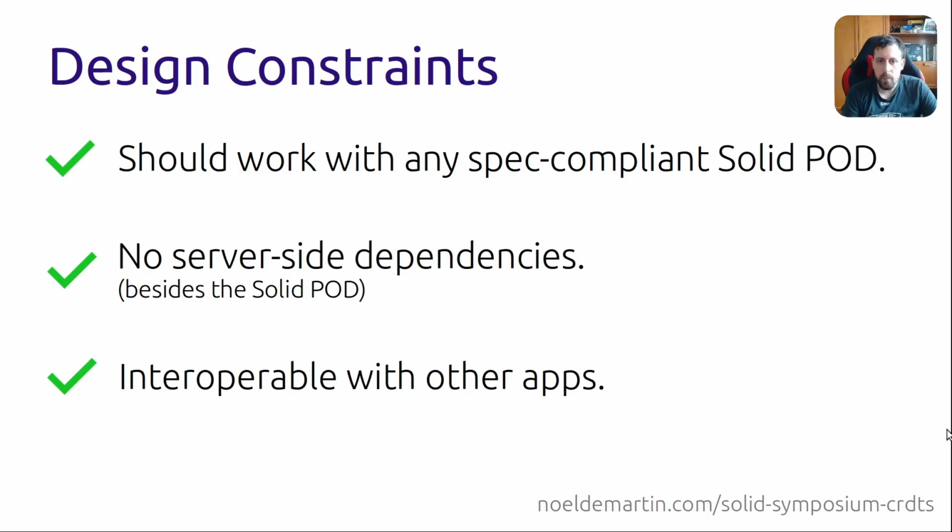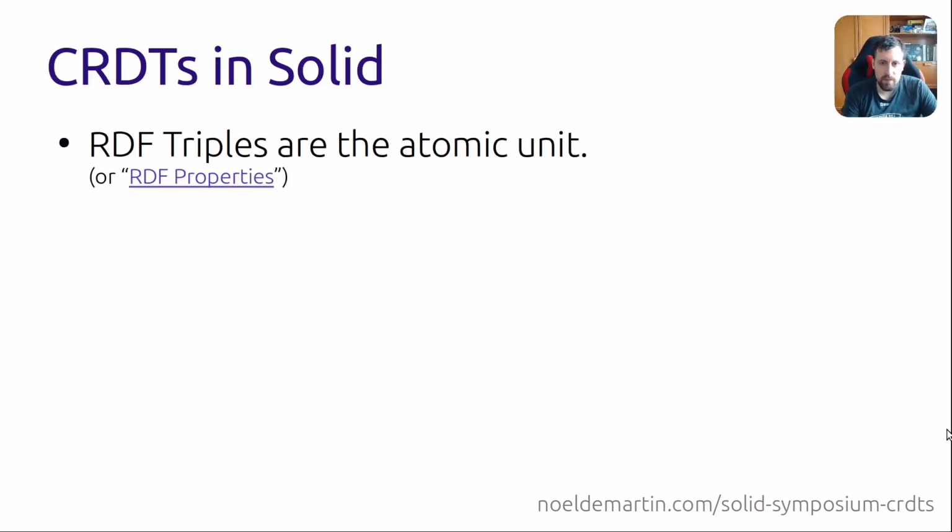And what I came up with is basically to treat RDF triples as the atomic unit in the CRDT data type. So the way CRDTs work is that everything that happens is encoded in an operation. And these operations are replayed from the beginning to recreate the current state of the app.